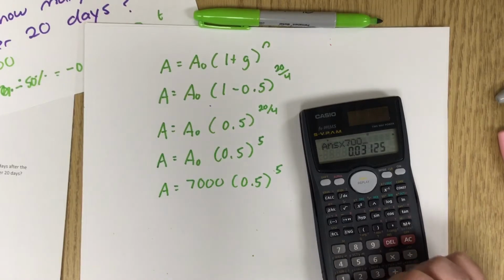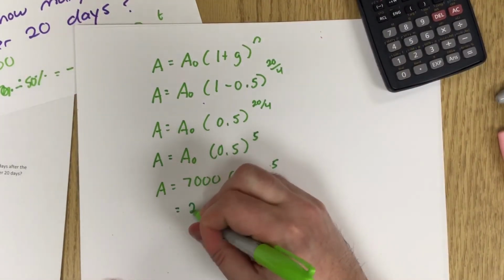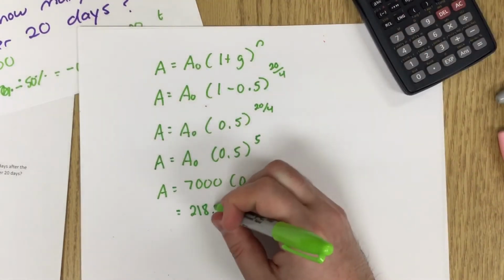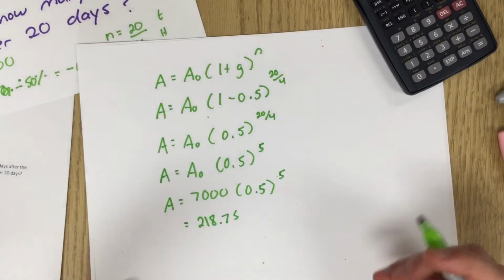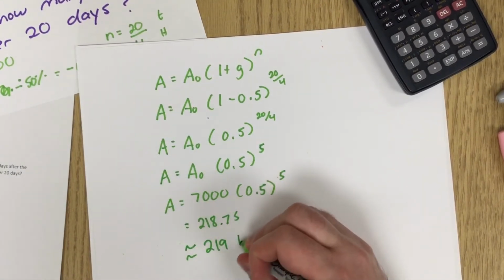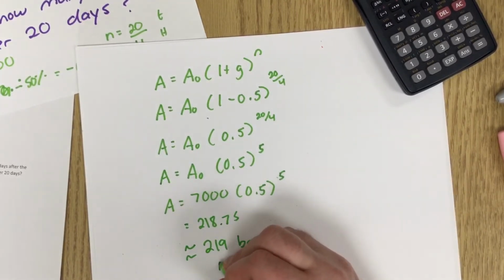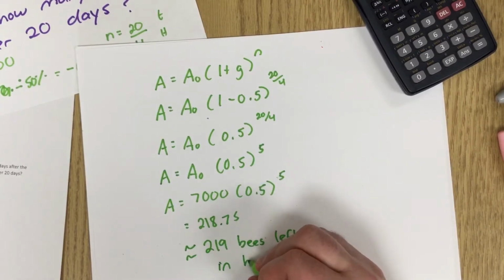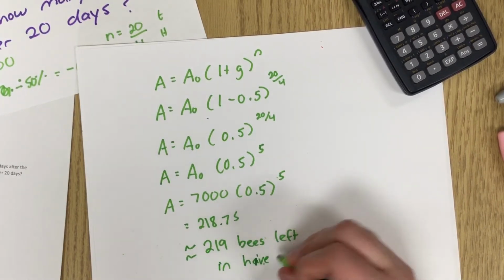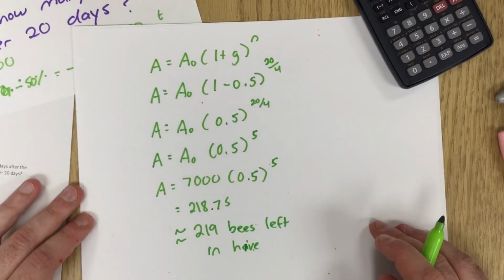So that times 7,000 is 218.75 bees. And since it's bees, we'll round it off, which means that there will probably be around 219 bees left in the hive. What it means is that there's a 75% chance there'll be 219 and about a 25% chance there'll be 218. Okay, so we have all that.